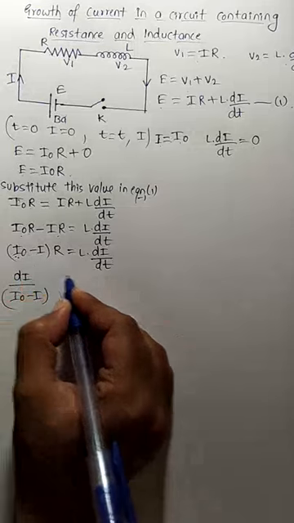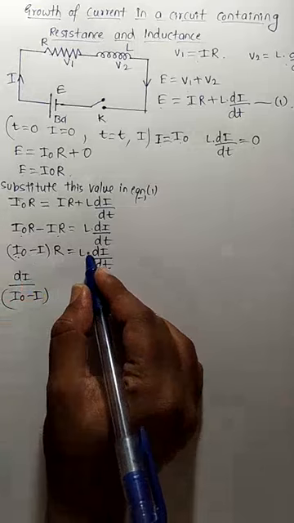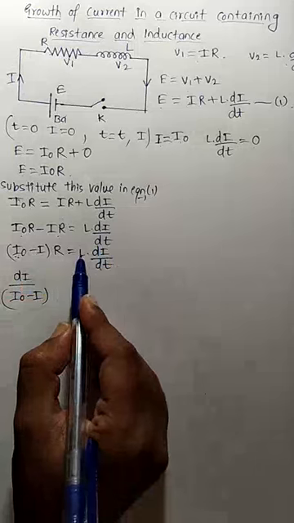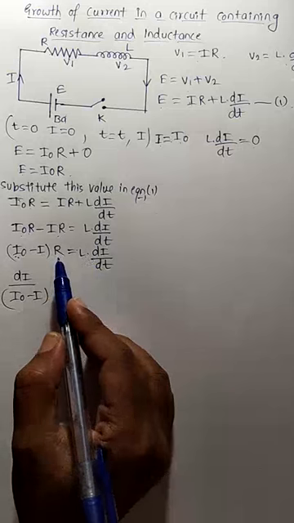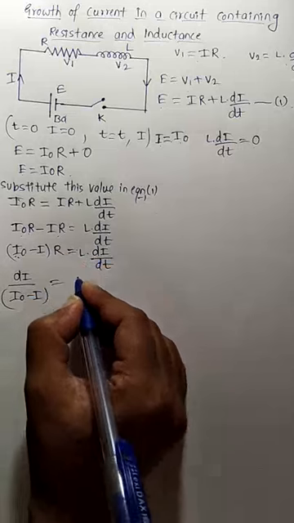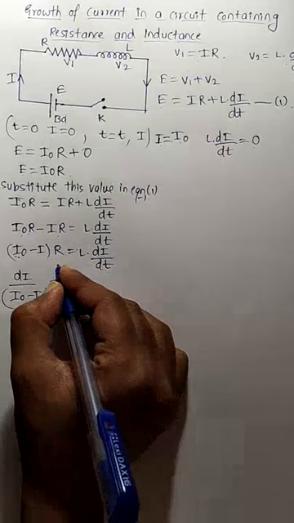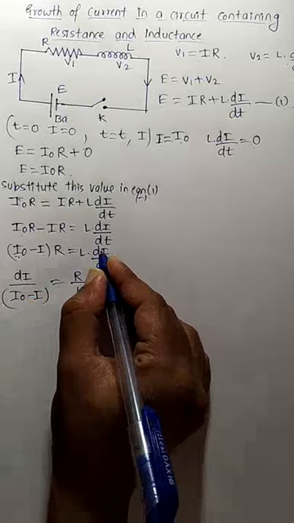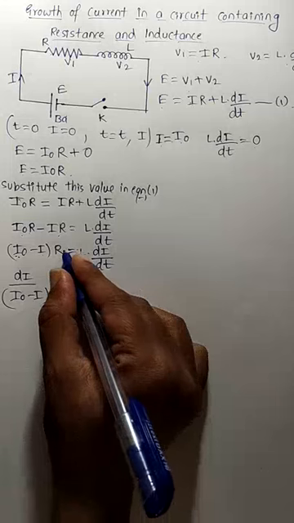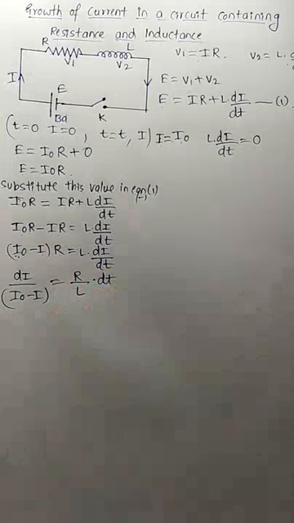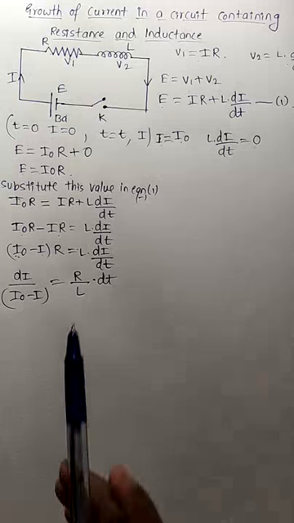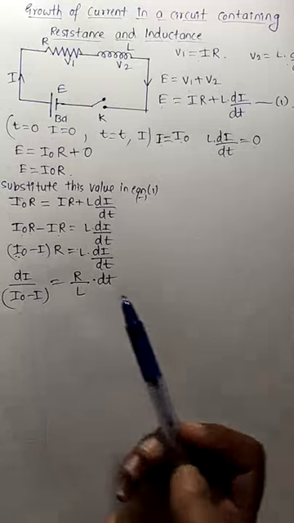Then this one we transferred to this side. Now what are the terms remaining here? One is L and one is dt. So transferring these two terms to this side, we get equal to R will be there only, and L will go, it will be divided, and as dt is divided, after going here it will be multiplied. So we are making the current terms on one side and the other common terms on the other side. If you make that, you get this value.